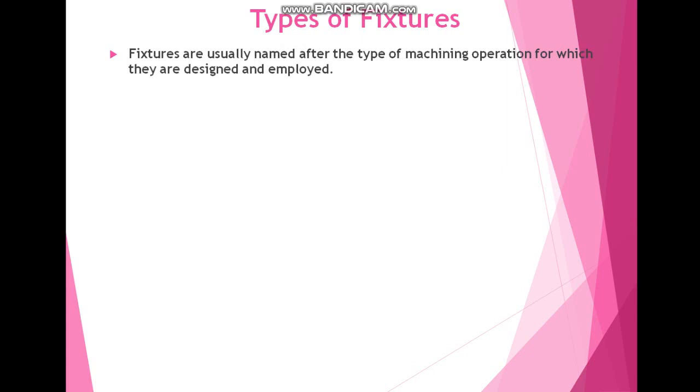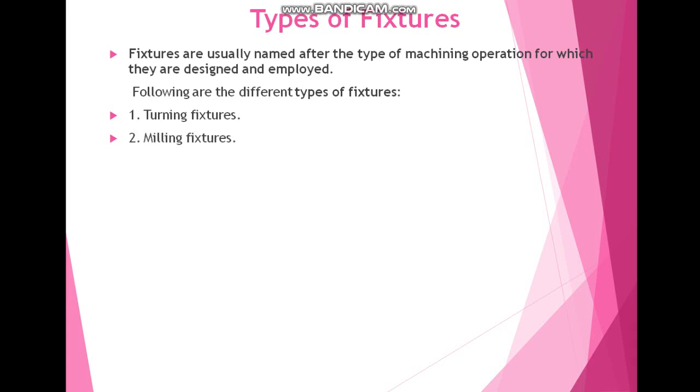Fixtures are usually named after the type of machining operation for which they are designed and employed. So here there are different types of fixture. First one is turning fixture. Basically this turning fixture is used for the turning operation or turning machining over the workpiece. Next, second one is we have milling fixture. Generally this milling fixture is used for the milling purpose. Third one we have the broaching fixture. Generally this fixture is used for broaching operation.